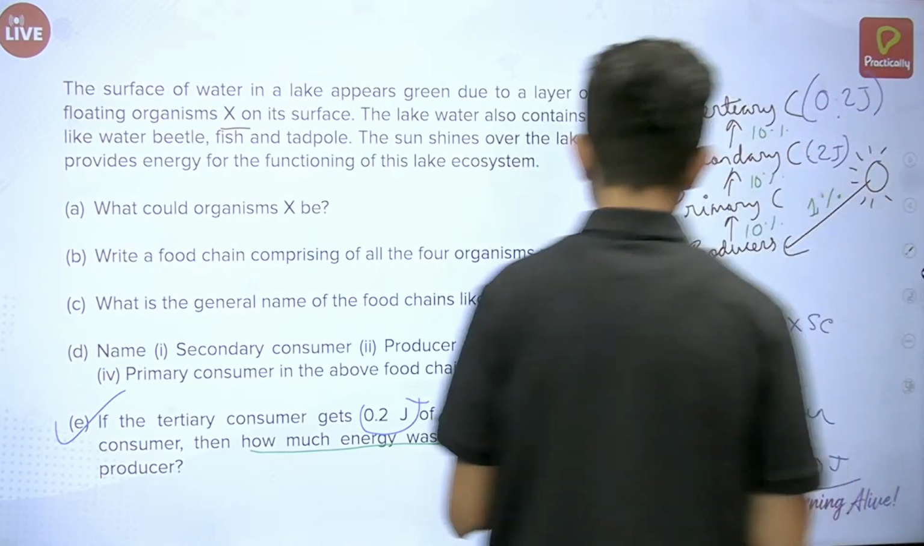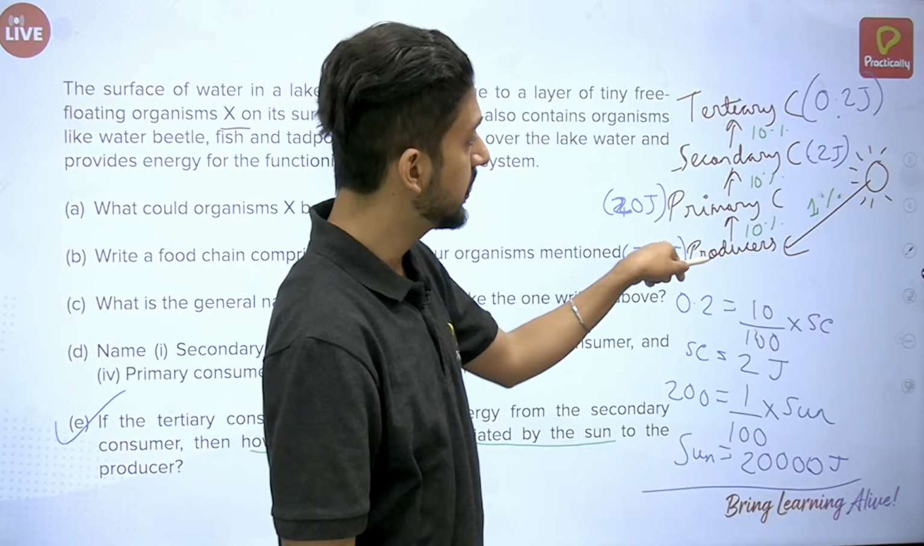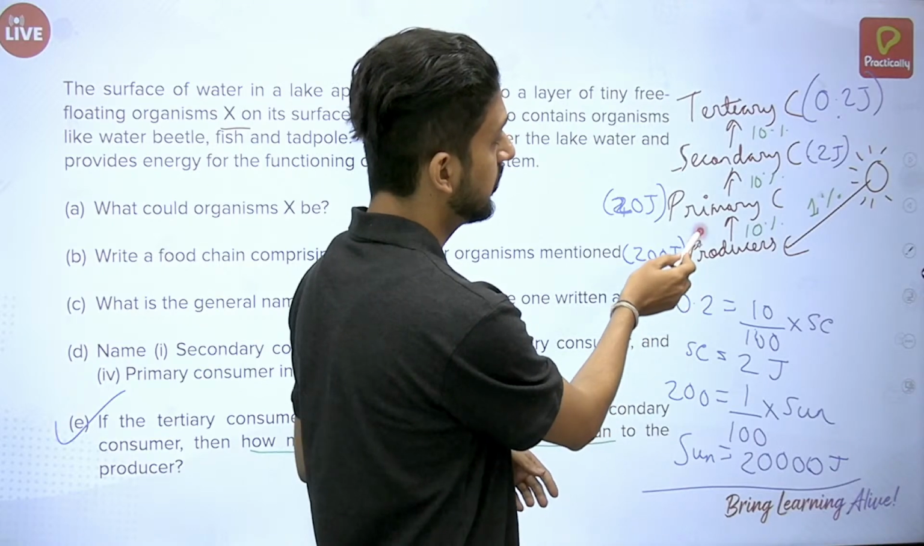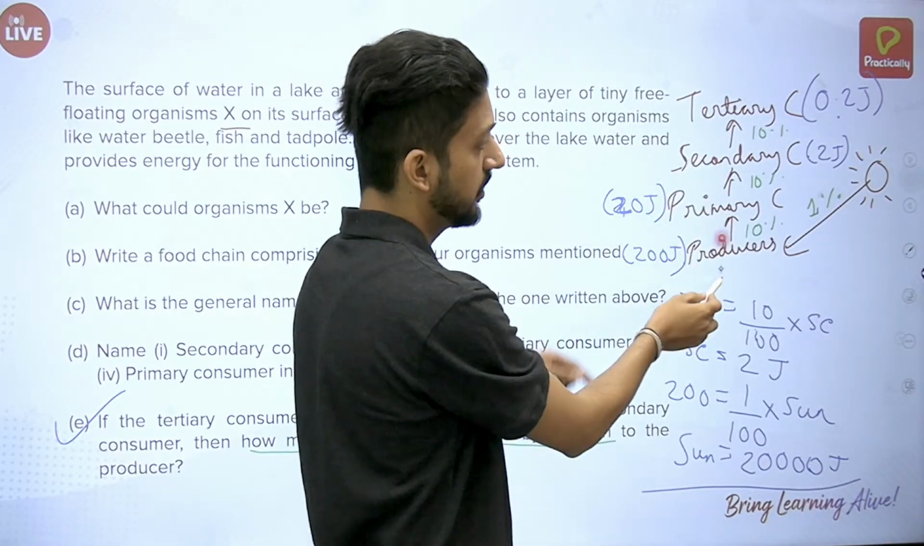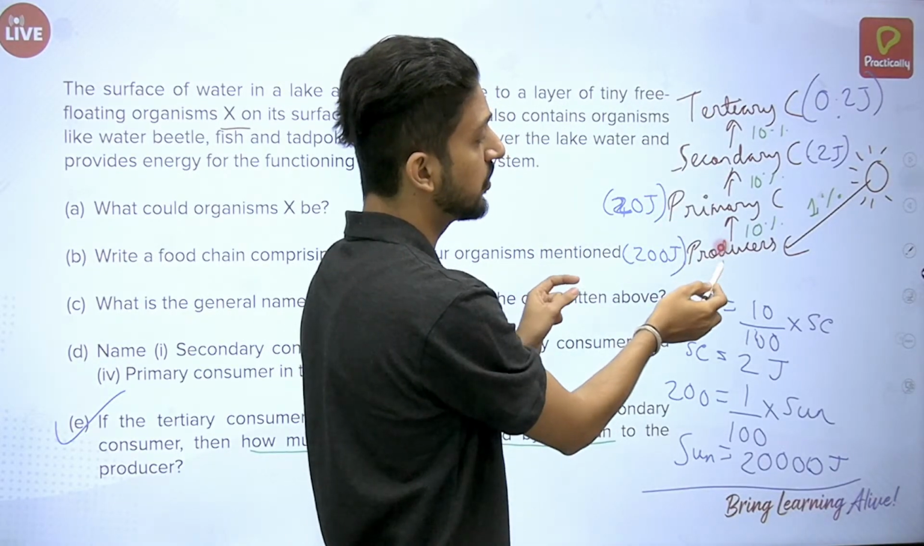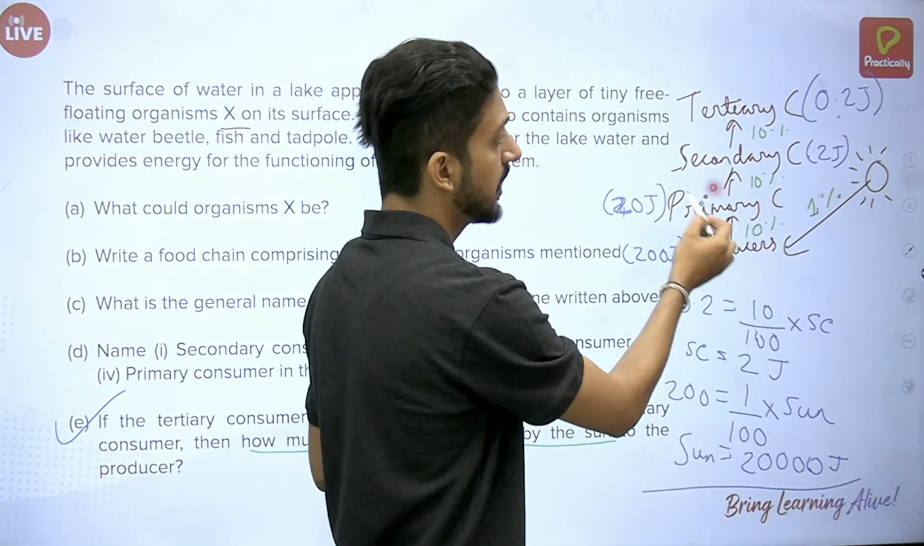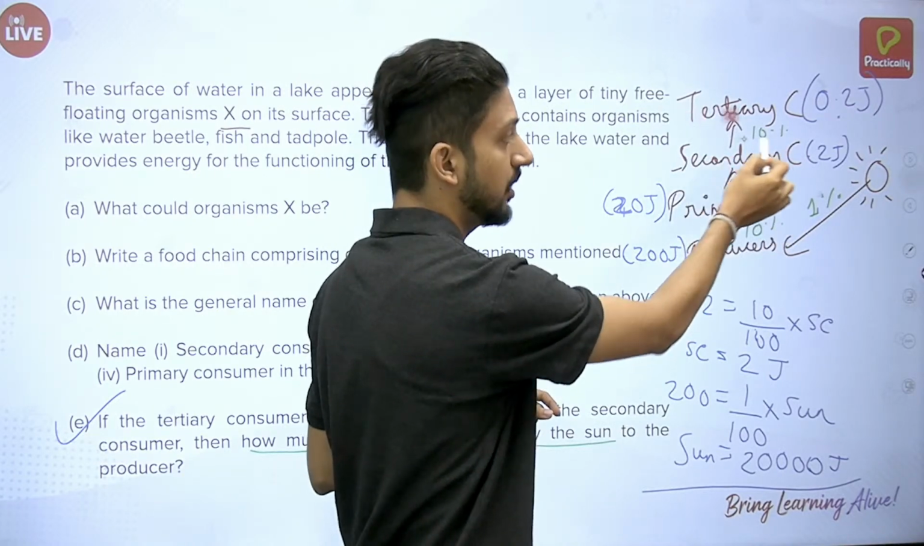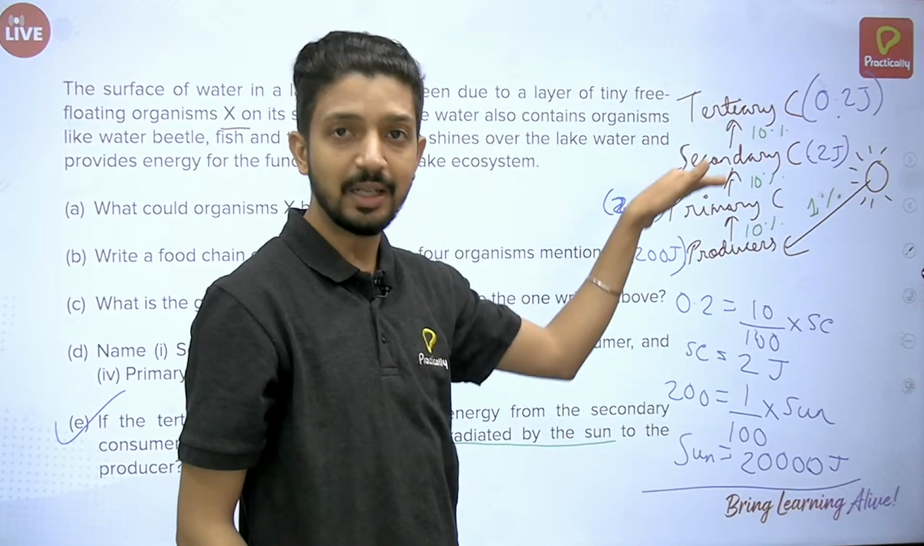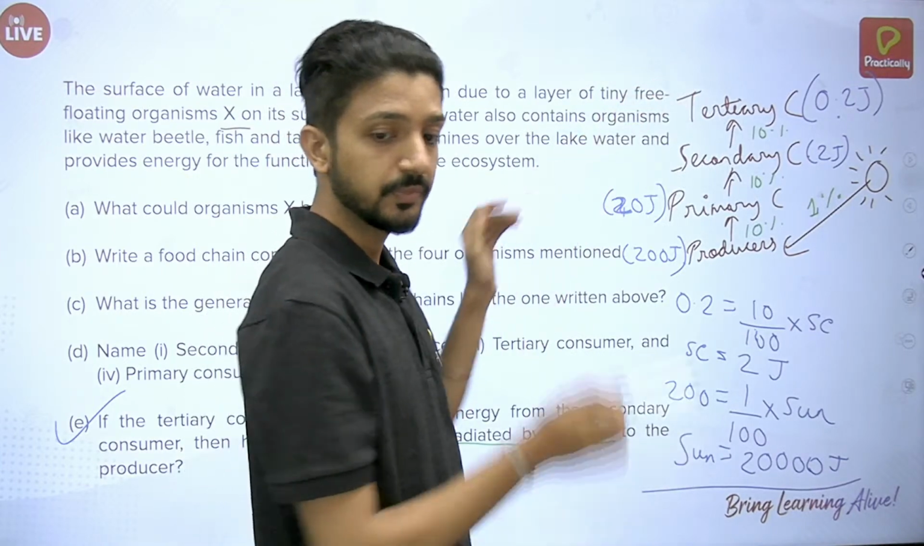How to solve this? It's very simple. So we know that this is the trophic level. This is the food chain, in the direction we should go. First are the primary producers, then we have primary consumers, then secondary consumers, and then tertiary consumers. These are the trophic levels. This is how it goes, right?